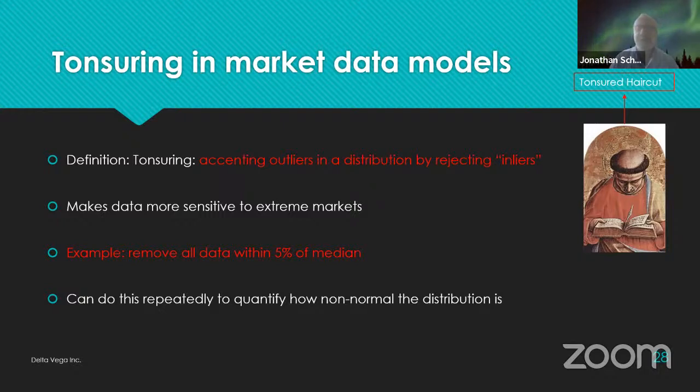An example of this would be to remove 5% of the median of the distribution, see how it changes results, then remove another 5% and so on. By the amount you remove till you get to the wings, that tells you a little bit about how non-normal or non-Gaussian the distribution was to begin with.